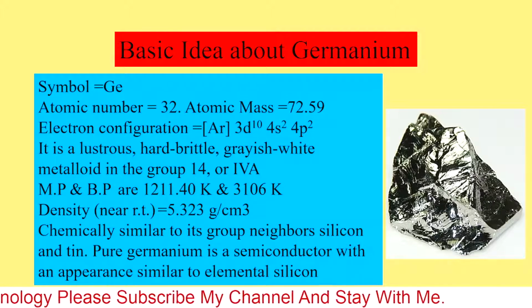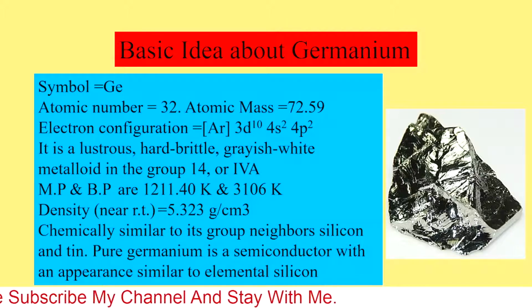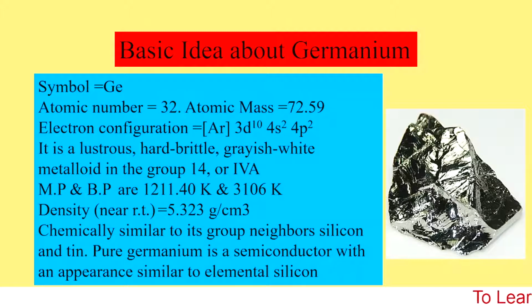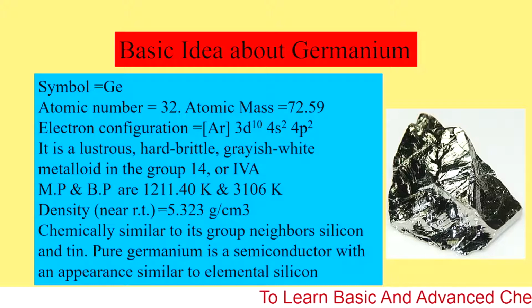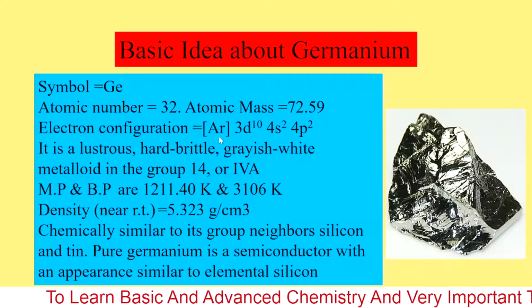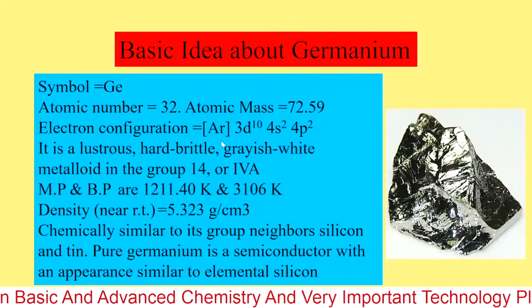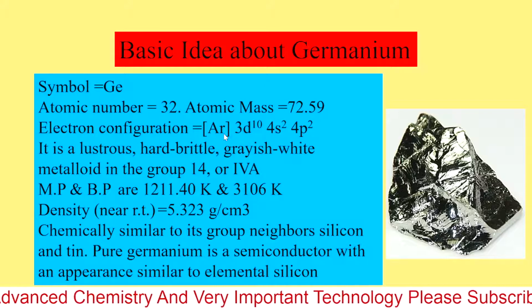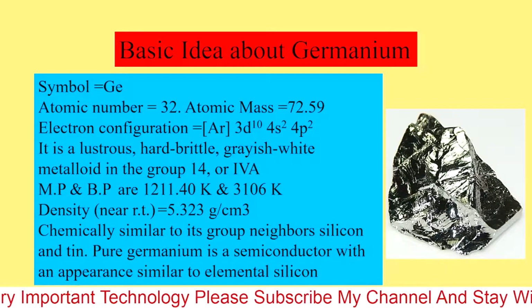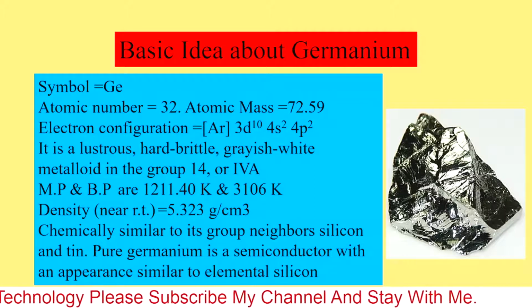So we know the electronic configuration comes in this way: 1s2, 2s2, 2p6, 3s2, 3p6, 3d10, like this. So just put all the electrons in the orbitals and we will find the electronic configuration for germanium. Argon means it has the electronic configuration of a full octet: 1s2, 2s2, 2p6, 3s2, 3p6. This is the electronic configuration of argon.